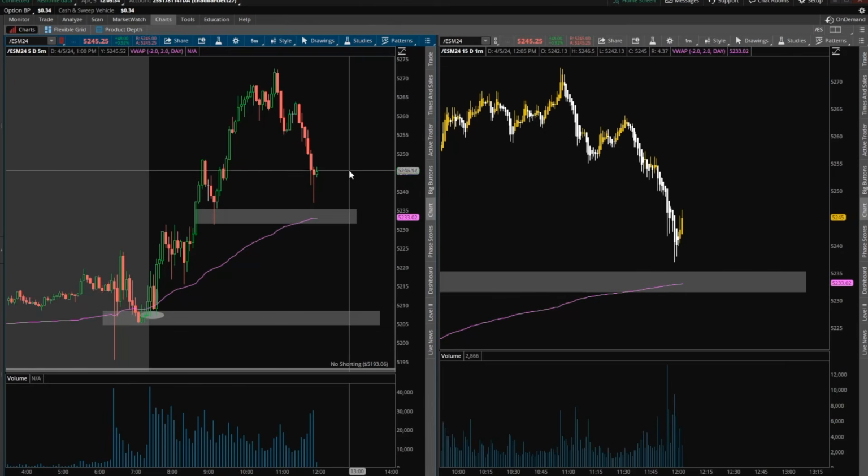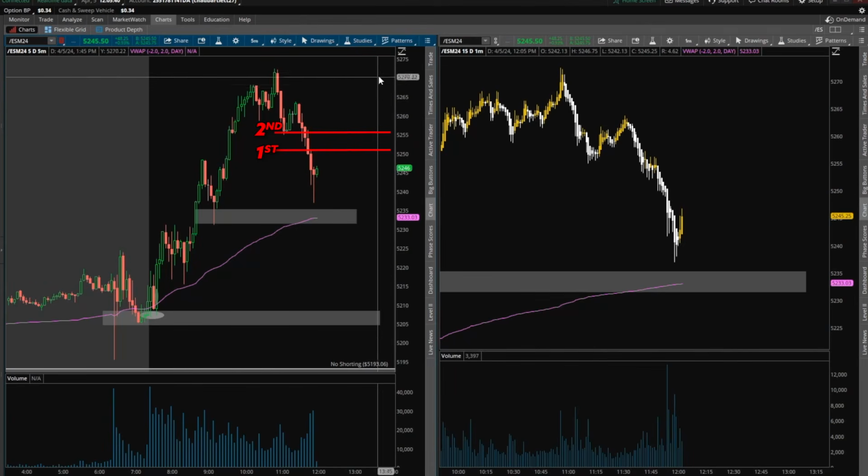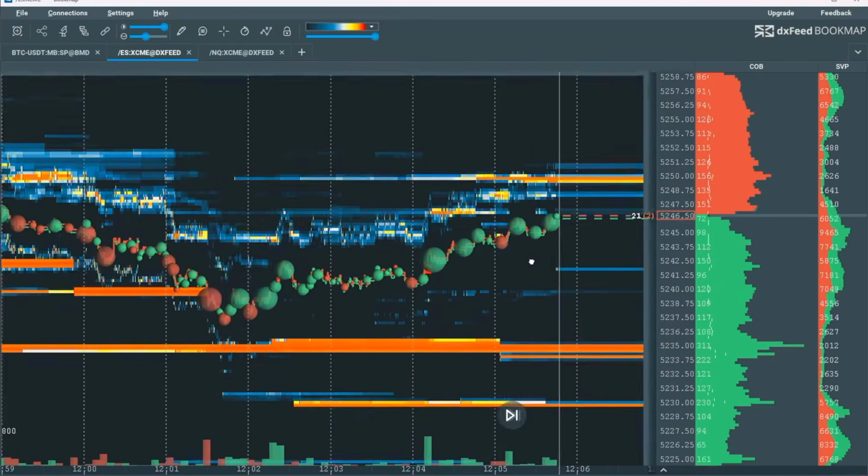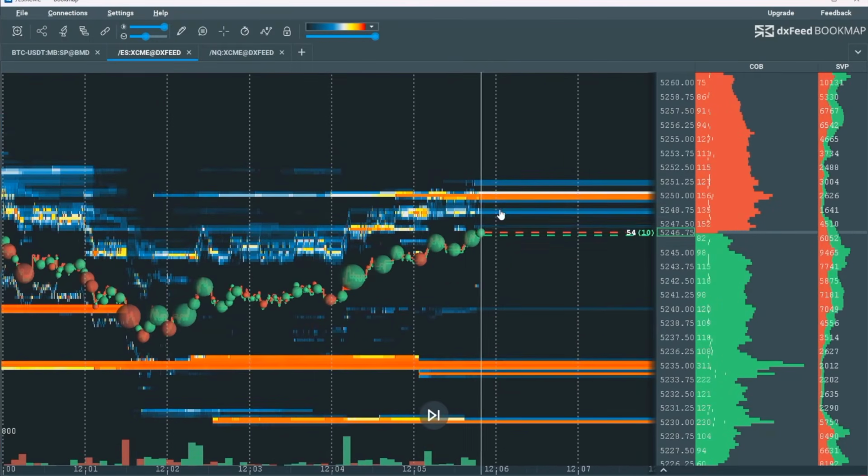Our first target is going to be 250, and then the next target will be 255. And then who knows, maybe we can ride it back to the high of day. So anyways, let's go and see how this plays out. Another thing I like to use Bookmap for is where could we potentially stop?